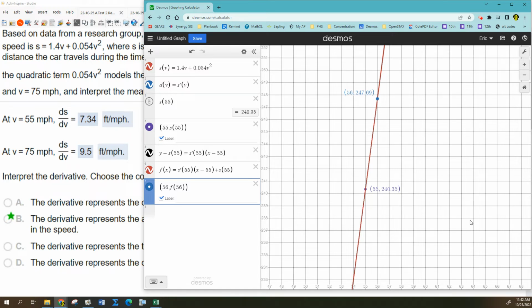Just lost my little doohickey here. Let me see where that fell.